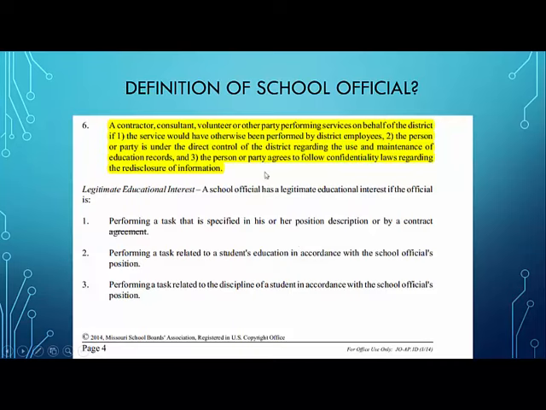I wanted to show you this because this is policy JOAP from our school board policy, and it's a Missouri School Board Association policy, so please look it up in your local school district, JOAP, under board policies. I just wanted to show you how the language in FERPA is now mirrored in school board policy at the local school level. It says a contractor, consultant, volunteer, or other party performing services on behalf of the district. Okay, so if you're not one of these, surely you'll fit under other party performing services on behalf of the district.